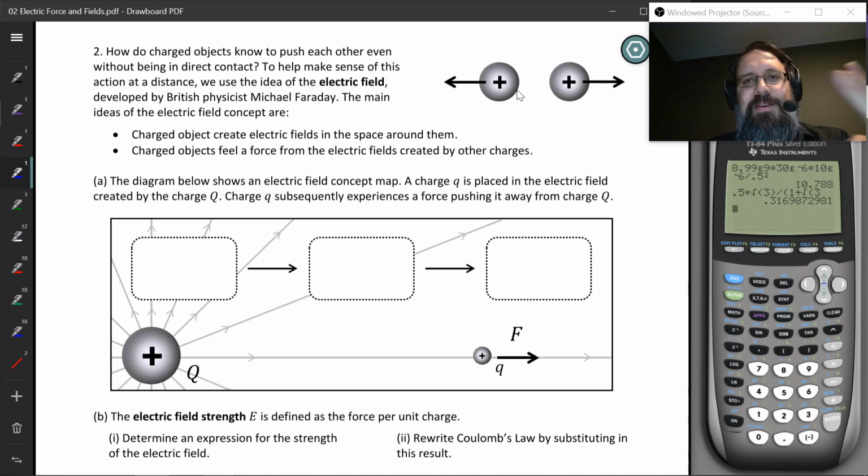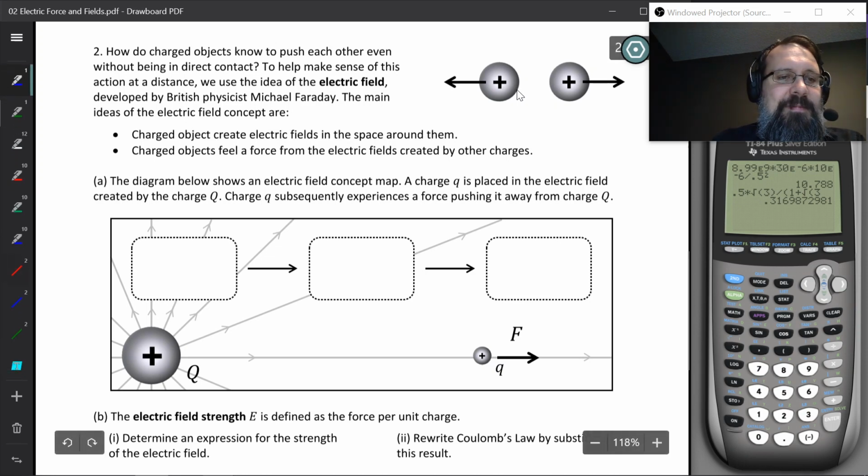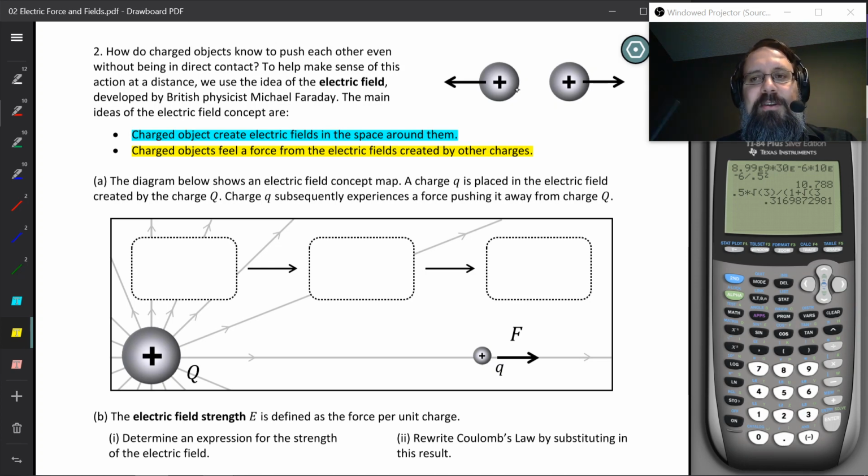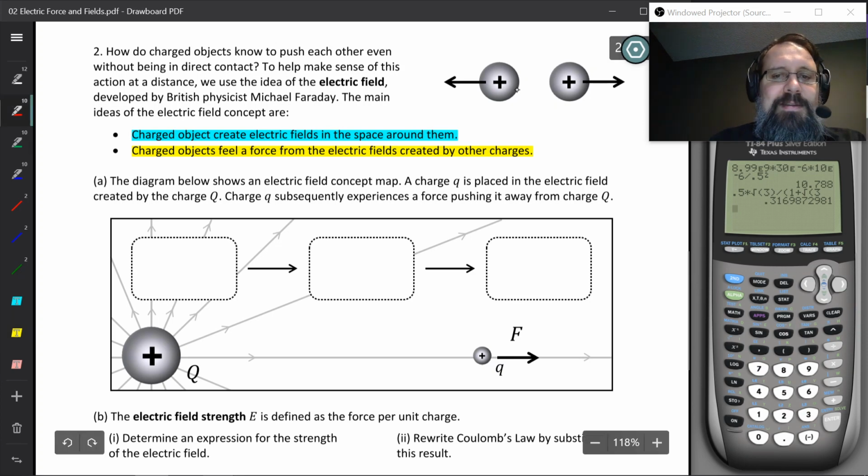So two facts that you need to know. The first fact here at the top is that charged objects create electric fields in the space around them. And the second thing you need to know is that charged objects feel a force from the electric fields created by other charges. So let's explain how this little q over here knows to get pushed.